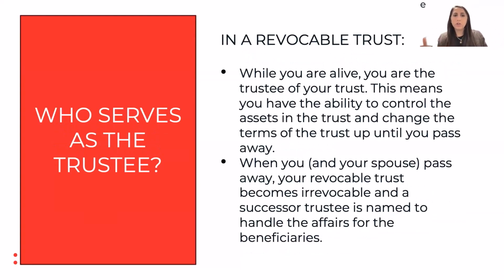While you're alive, you are the trustee of your trust. That means you have the ability to control the assets in the trust and change the terms of the trust at any time, as long as you have capacity to do so. And then when you die, your spouse becomes the sole serving trustee. And when you both pass, your revocable trust becomes irrevocable, meaning nobody can make any changes to your trust. And a successor trustee is named to handle the affairs for the beneficiaries.